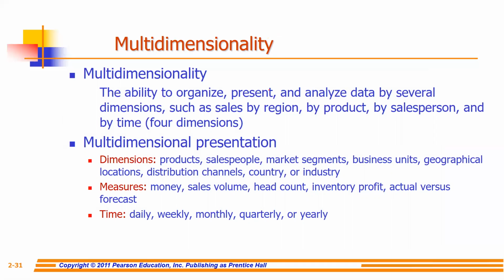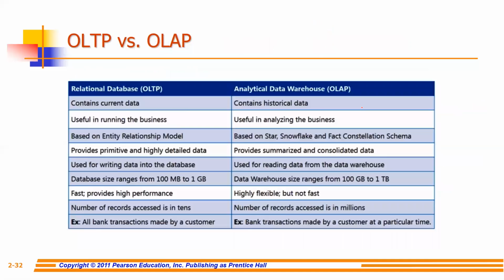Multidimensionality is an important feature in a data warehouse because users can obtain the data from the cube with the help of different dimensions. The user can draw the data by the time dimension, the sales dimension, or the region dimension. Multidimensionality is an important feature of a data warehouse.